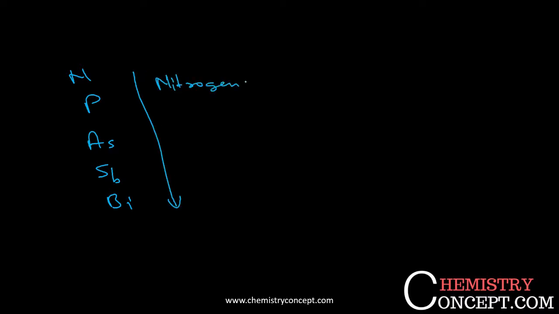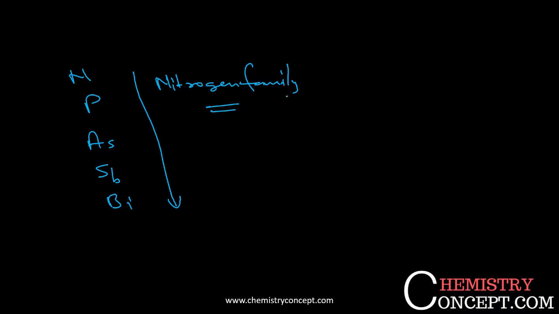So first, what are the nitrogen family elements? In the nitrogen family we have nitrogen, phosphorus, arsenic, antimony and bismuth. These are the nitrogen family elements. They are also known as pnictogens. This group is known as pnictogens.